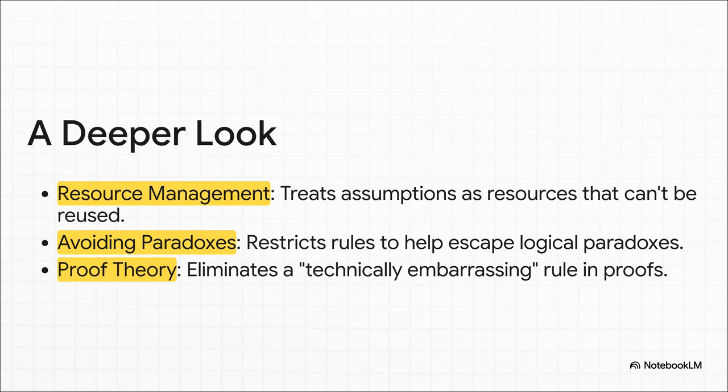Okay, so for resource management, this is a huge deal in fields like computer science, where you actually need to track how many times a value gets used. For avoiding paradoxes, some of those mind-bending self-referential paradoxes actually rely on being able to freely copy a statement about itself. If you disable that, you can stop that circular reasoning dead in its tracks. And for proof theory, some logicians found the rule to be, and I love this phrase, technically embarrassing. It just made a process called cut elimination, which is really just a way to simplify proofs, way messier than it needed to be. Silencing the rule cleans the whole process right up.